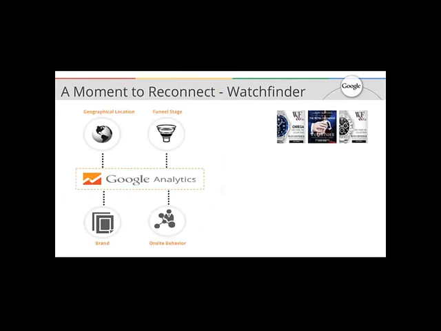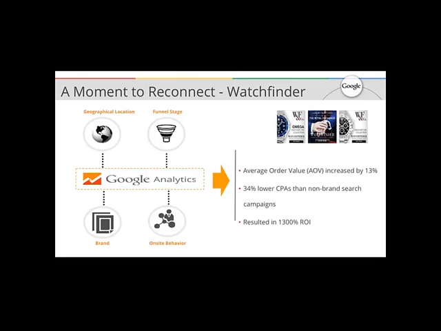You can read up on this on the website I mentioned earlier, google.com/analytics/customers. This is just one case study, of Watchfinder. They were able to increase their average order value by 13%, and reduce their cost per acquisition by 34% on non-brand search campaigns, just by doing analysis on the funnel stage. They created a segment of users based on which stage of the funnel they were at, which geography they were coming from, what brand of watches they were looking at, and their on-site behavior, how engaged they were. Based on all this, they created segments in Google Analytics and then remarketed to them. That's where they saw a significant increase in ROI.